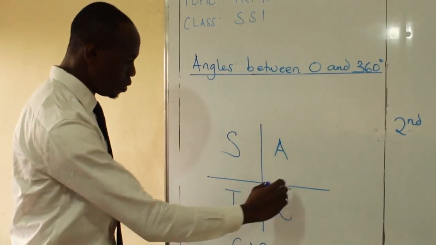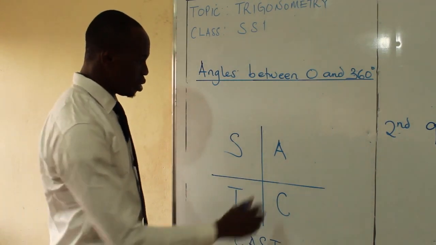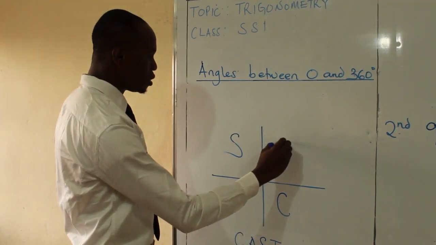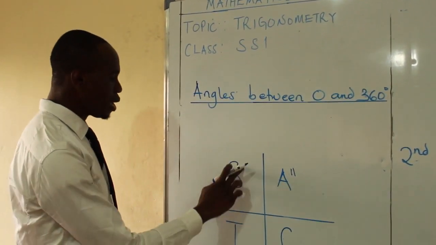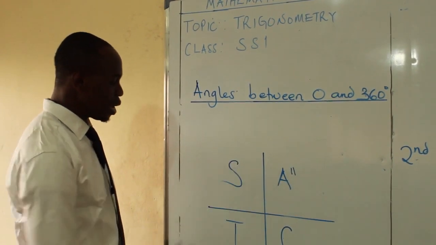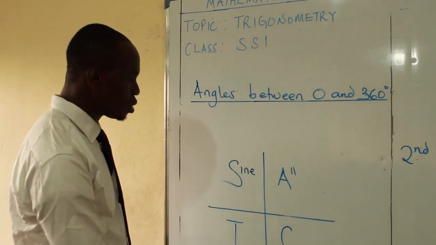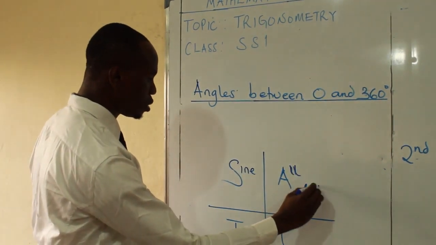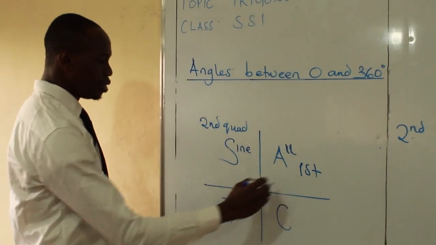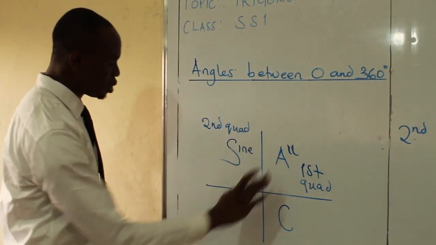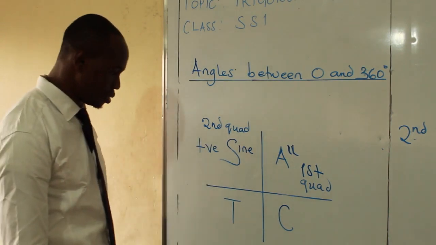This is a Cartesian plane which divides a circle into 4 quadrants. In this section, A here represents that all trig identities are positive. S here represents sine, and it means that only sine is positive in this quadrant. So this is my first quadrant, and this is my second quadrant. Now in this second quadrant, sine is the only positive trigonometric identity.